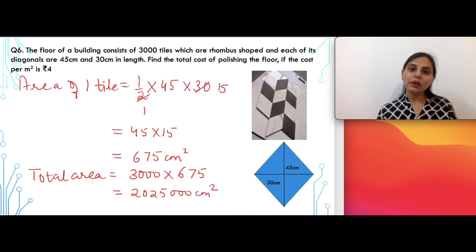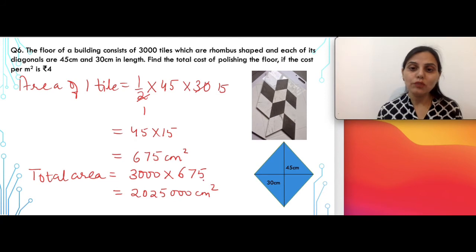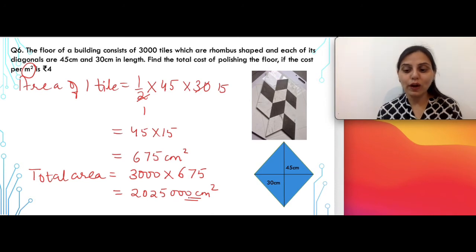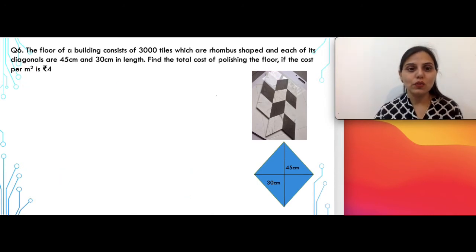Now if you read the question carefully, the total cost of polishing the floor is given in meters square, whereas the area that we have calculated is in centimeter square. That means we need to convert this centimeter square into meter square. And as we all know, 1 meter is 100 centimeters. So 1 meter square is equal to 10,000 centimeter square.